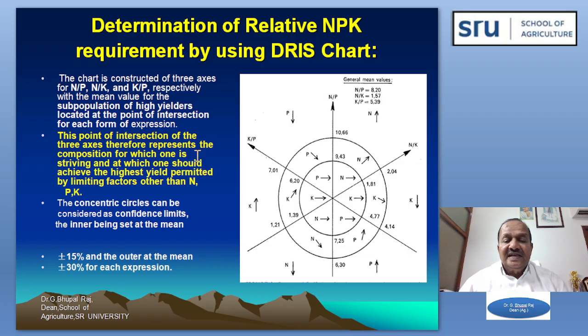The point of intersection of the three axes therefore represents the composition for which one is striving, at which one should achieve the highest yield permitted by limiting factors other than nitrogen, phosphorus, and potash. The concentric circles can be considered as the confidence limits, the inner being set as the mean.